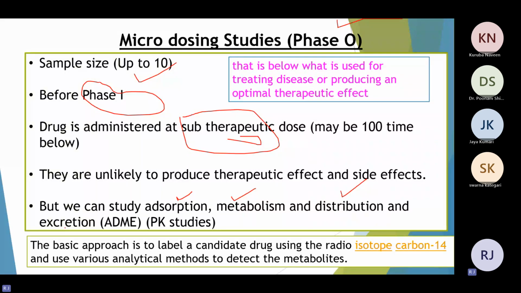To determine this quality of a drug, it is better to test the drug in the human body, but we cannot give the drug to a large number of people, right? So it's good that we test the drug in 5 or 6 people, and we give the drug at a subtherapeutic dose, so the subject will not have any side effects, and we can determine the PK and PD also. So this is a good way to determine the actual pharmacokinetic property of a drug before going ahead with phase 1.